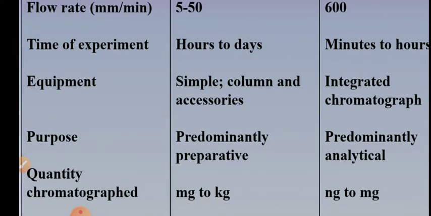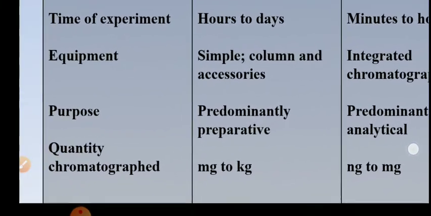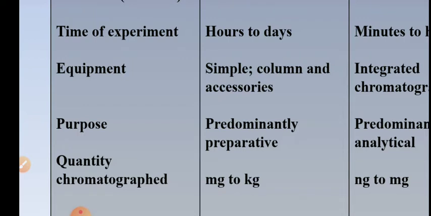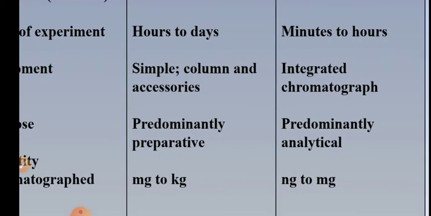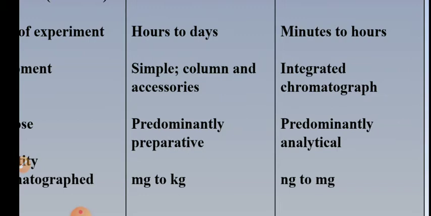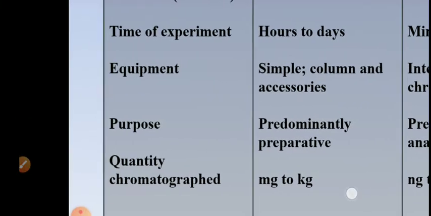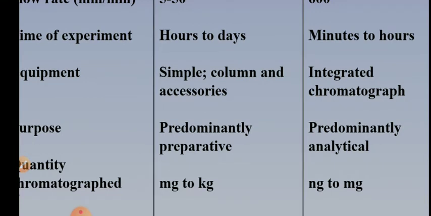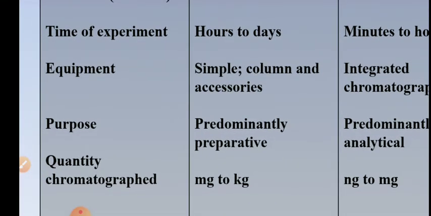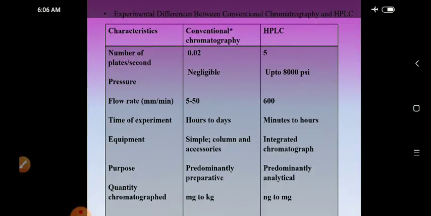Equipment is very simple in conventional chromatography, a column and accessories, whereas in case of HPLC, an integrated chromatographic experimental setup is used. The purpose of conventional chromatography is generally preparative. In HPLC we can use it for preparative work, but HPLC is predominantly used for analysis, and the sample required is just a picogram, nanogram, or femtogram. We can analyze a nanogram to milligram of sample by HPLC, whereas in conventional methods, milligram to kg samples can be analyzed.